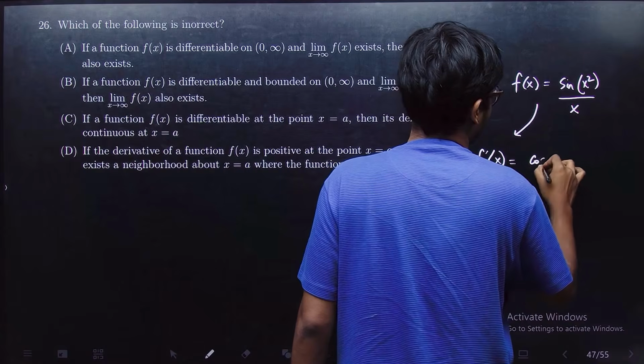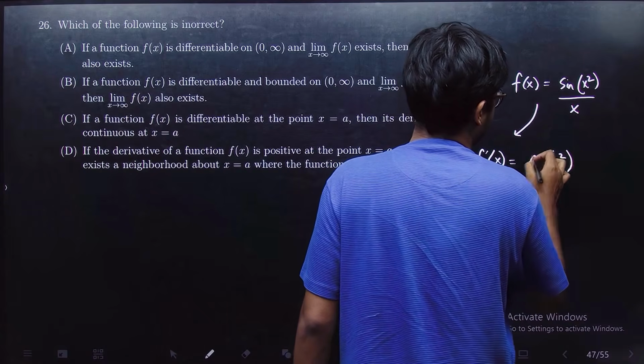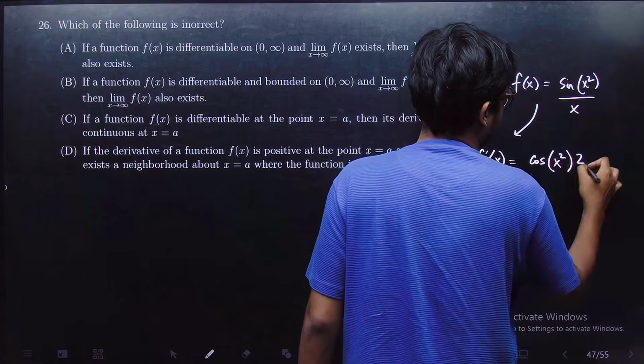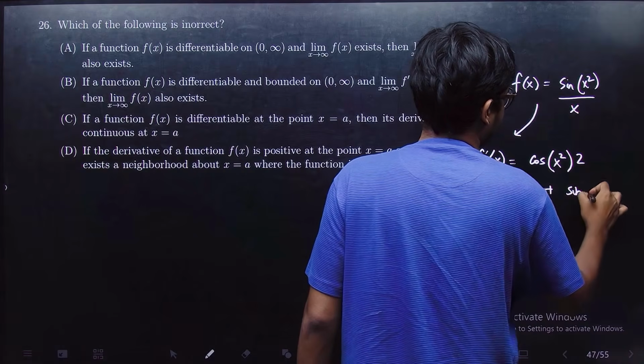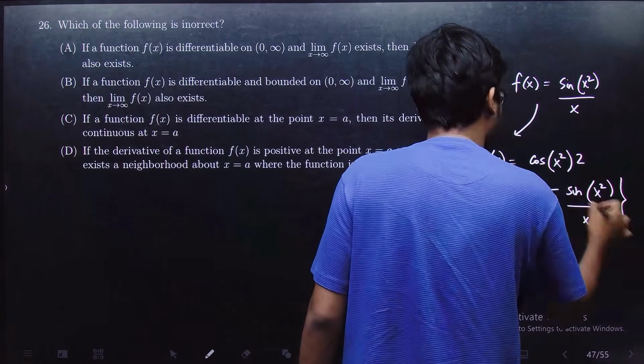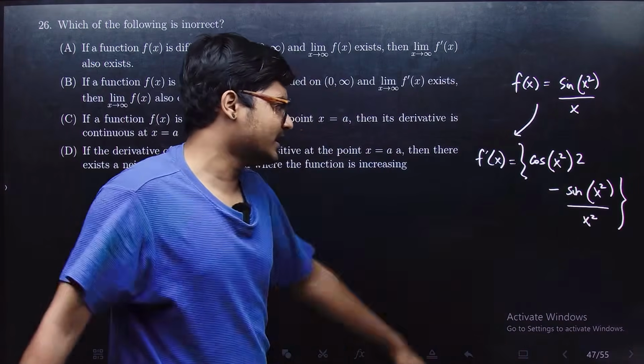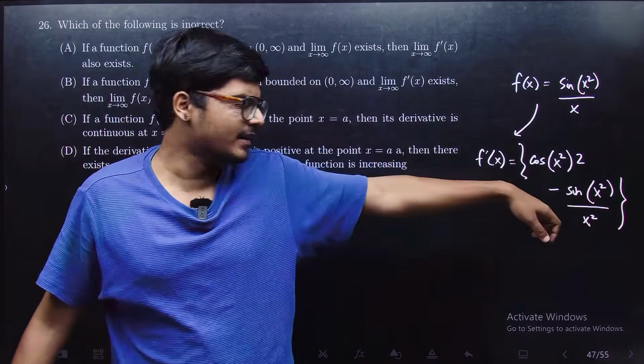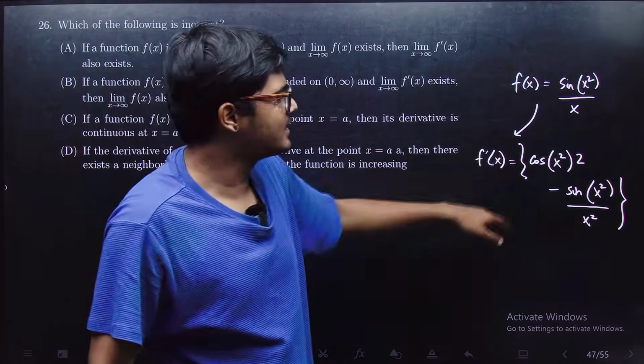Sine will give you cos of x squared times 2x by x, so that will give you a 2 plus sine of x squared by minus x squared, right? So the only point you're concerned with is x equal to 0, but at x equal to 0, this limit does exist, right? It's minus 1, the second term. So this has its derivative, right?